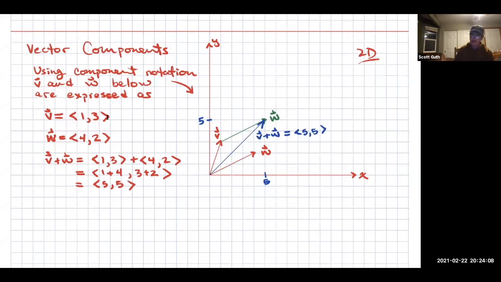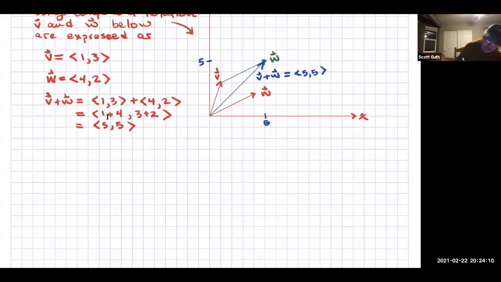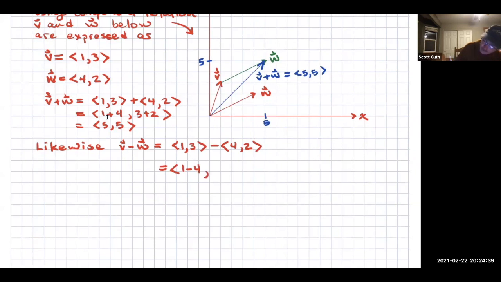Okay. And likewise, I'm not going to bother graphing this because it's sort of obvious. V minus W is 1, 3 minus 4, 2. And you just subtract component wise. So you'll do 1 minus 4 and 3 minus 2. So here you'll get -3, 1.